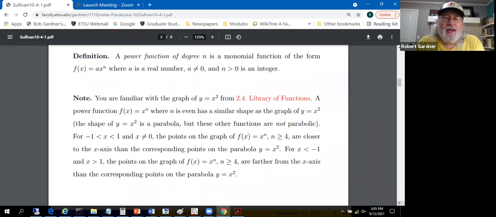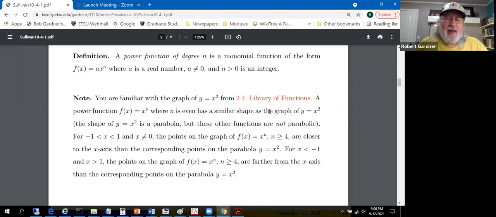We're going to look at some power functions and add them to the library of functions. We're going to consider power functions where this a parameter is 1 in the following conversation. First off, you're familiar with the graph of y equals x squared. In section 2.4, we put it in the library of functions.